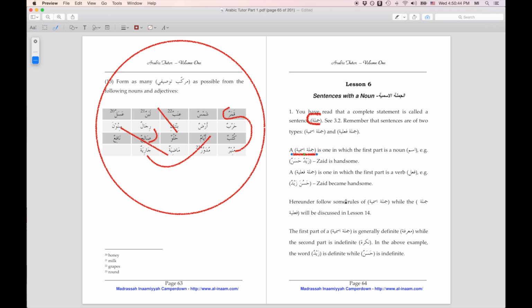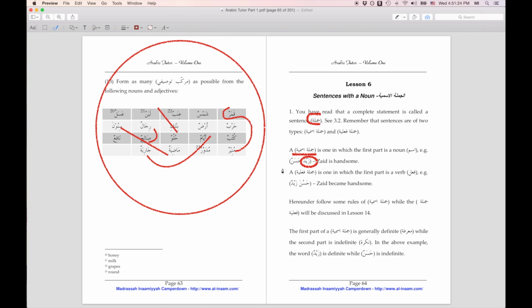So we're going to go over Jumlatul Ismiya now in this lesson. The first part of the Jumlatul Ismiya is generally definite. So the first part is Zaid over here. They're saying that this part, Zaid, is usually definite, meaning you know who this subject is, whether it's a person or a thing. It should be identifiable. It should be definite. And the second part should usually be nakira, like Hasanun means handsome, or Jamilun means beautiful, or any kind of characteristics or sifa.